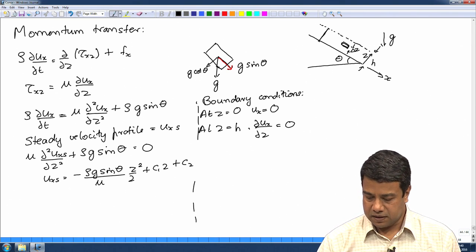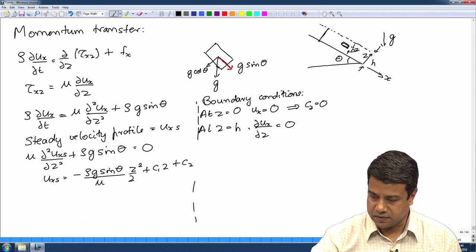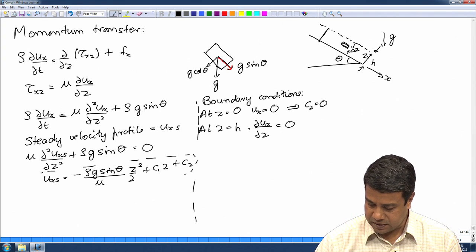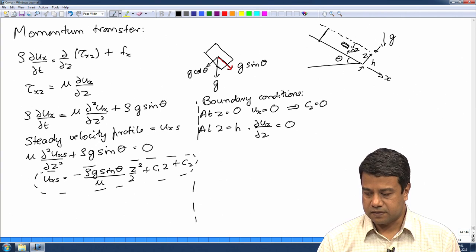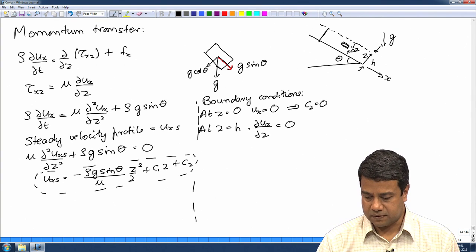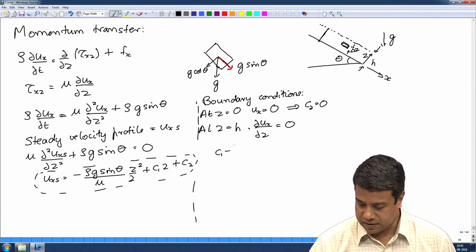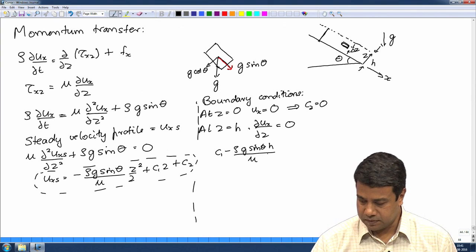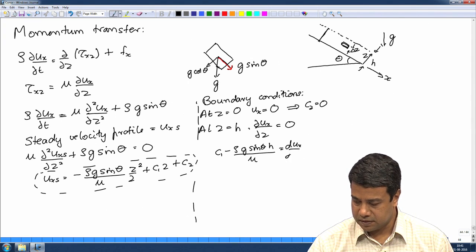So, the first condition, at z equal to 0, ux equal to 0, implies that this constant C2 has to be equal to 0, because at z equal to 0 this expression states that the velocity is just equal to C2. And at z equal to h, if dux by dz has to be equal to 0, then dux by dz is equal to C1 minus rho g sin theta h by mu. That is the derivative of ux with respect to z.